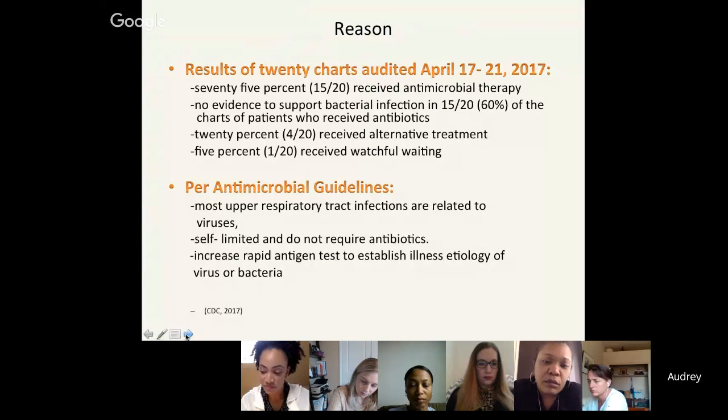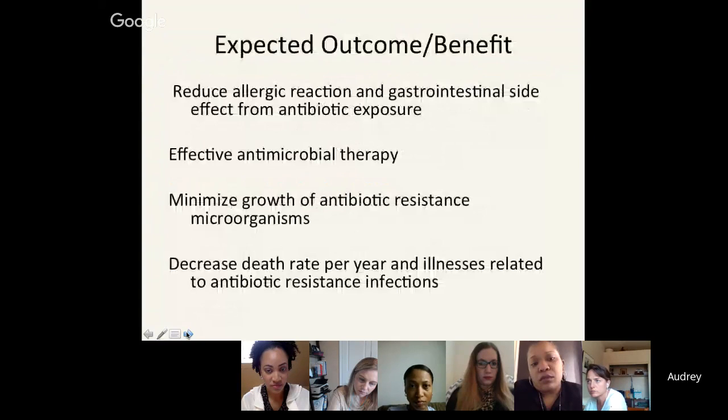Per the antibiotic guidelines, upper respiratory tract infections are virus-related. They are self-limited, so you don't need antibiotics, and they are encouraging more diagnostic testing to determine if the etiology of the illness is from bacteria or viruses. The benefit of this would be to reduce allergic reaction and gastrointestinal side effects from exposure to antibiotics, provide effective antimicrobial therapy, minimize the growth of antibiotic-resistant organisms, and decrease death rate and illnesses.